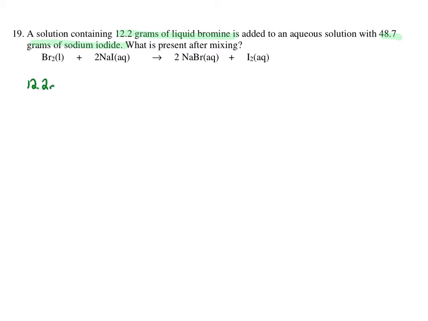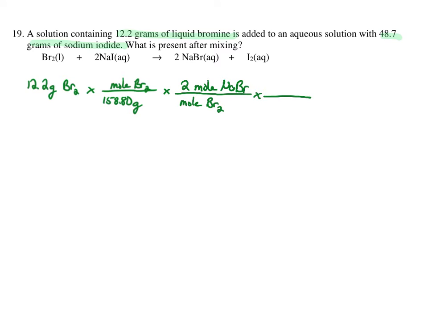We have 12.2 grams of bromine. Our formula weight is 158.80 grams per mole. Now we can refer to our balanced chemical equation to relate that reagent to one of the products. It doesn't matter which. We'll just pick sodium bromide. Our balanced chemical equation tells us that each mole of bromine is going to produce 2 moles of sodium bromide.